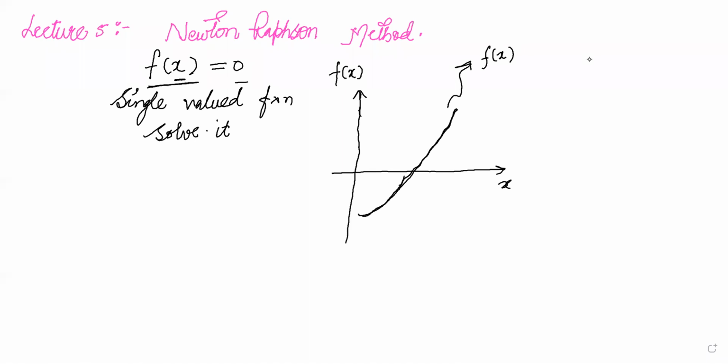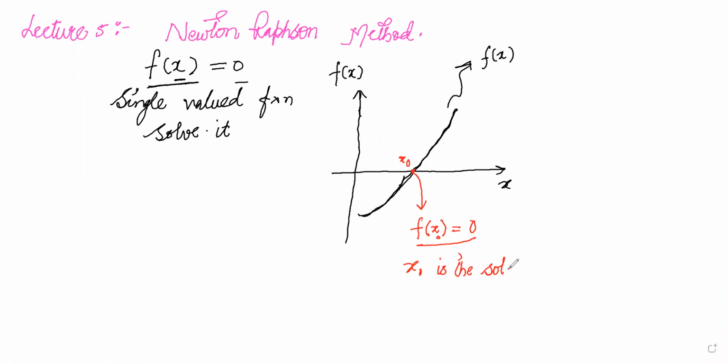If you look at the graph, at this value of x, your f of x is equal to 0 at this point. And let's suppose the value of x here is, for example, x naught. So at this very point, once we plot the graph, at x equal to x naught, the value of our function is equal to 0. Fine. So we say x naught is the solution.